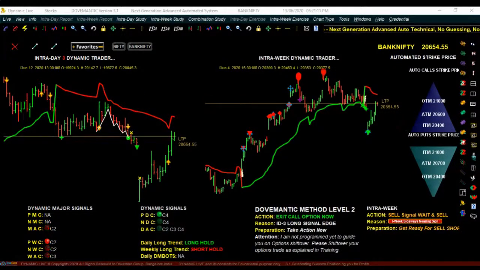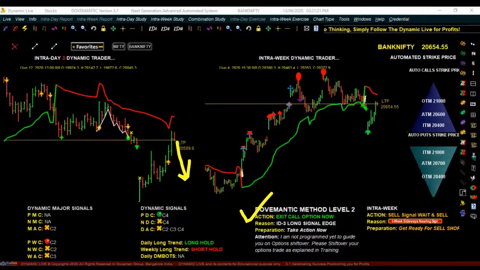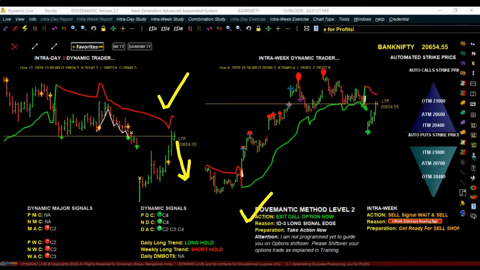Okay, let us assume tomorrow, the next trading day, the price starts coming down, and at this point it is very clearly written as buy put option now. When it says buy put option now, all you are supposed to do is check the intraday 3 long signal and the intra-week long signal. If they both are red in color, as it is now, it means they both are telling you that the trend is down.